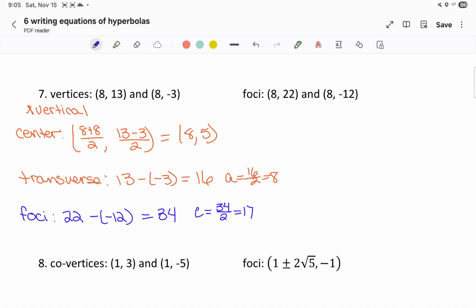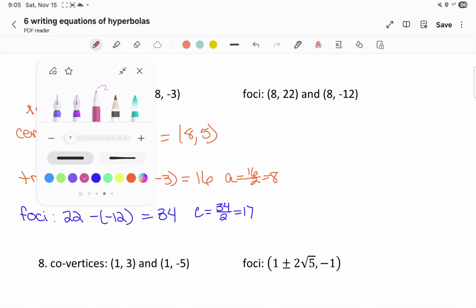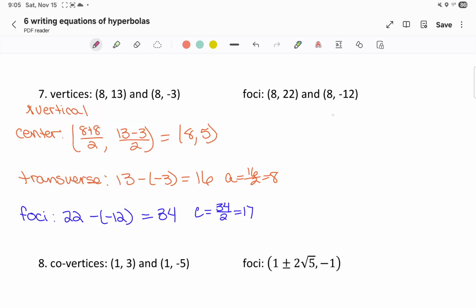So to find the length of our conjugate axis, we are going to use the Pythagorean theorem and back up. So we can say that 17 squared equals 8 squared plus b squared. So 289 equals 64 plus b squared. So we're going to subtract 64. That gives us 225 equals b squared. So b is 15.